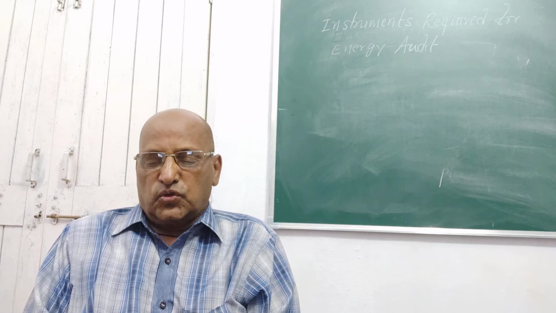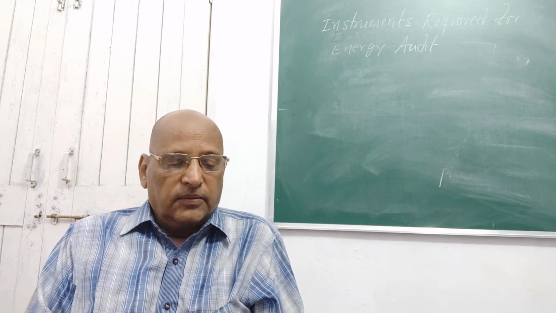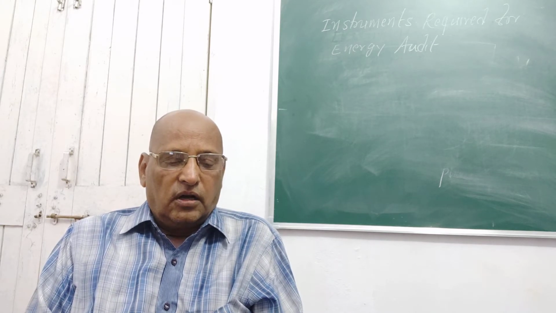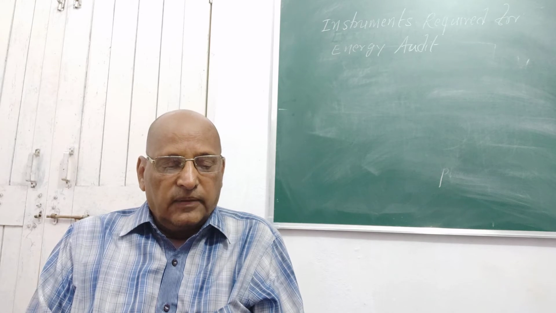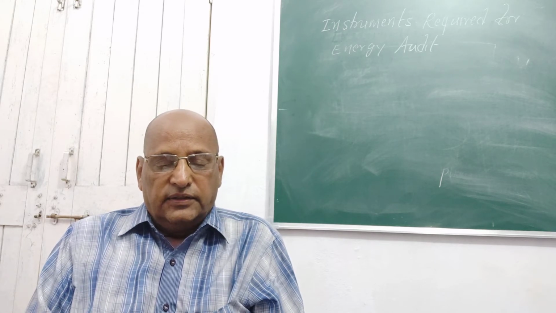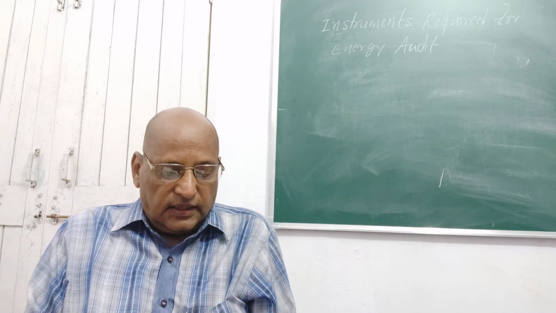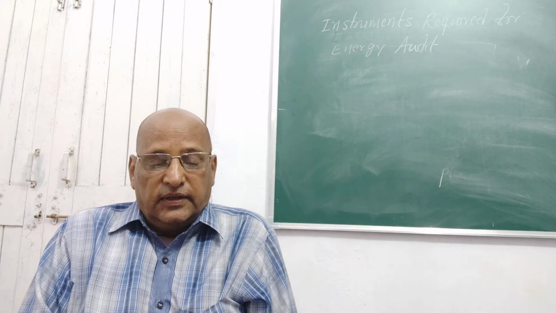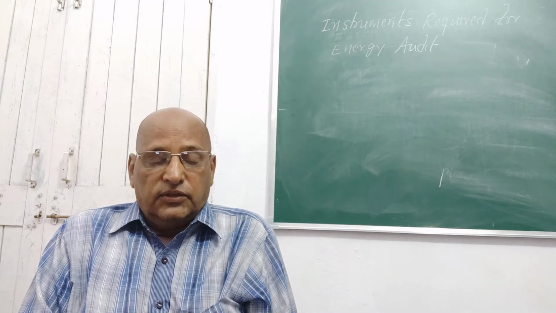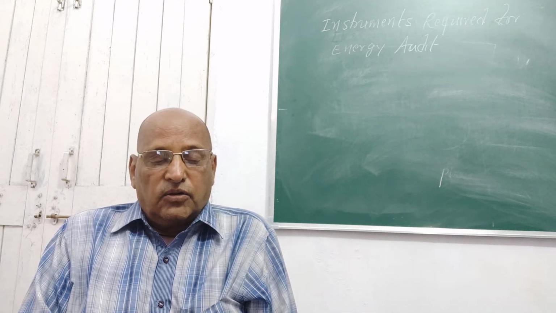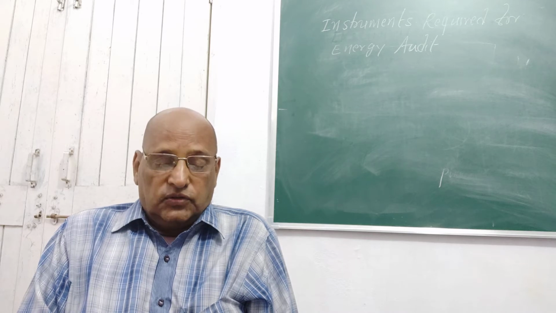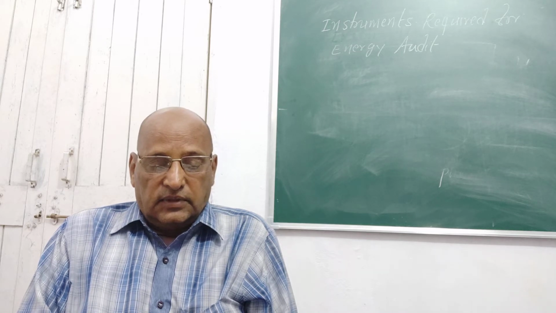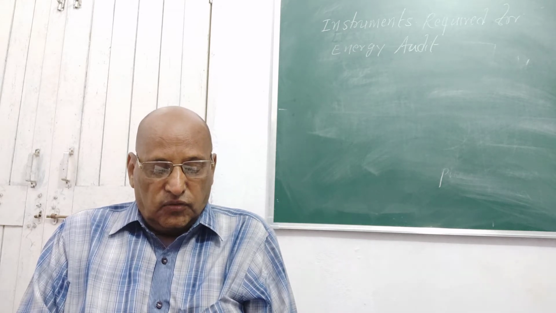Then the next instrument used is the thermo hygro clock. This thermo hygro clock measures the temperature and relative humidity. This particular instrument is used for two purposes, to measure the temperature as well as relative humidity. This is called thermo hygro clock. So this is the item number or instrument number 12.